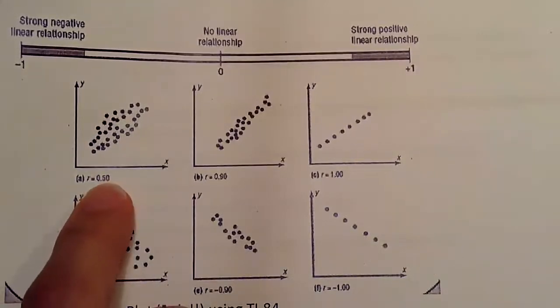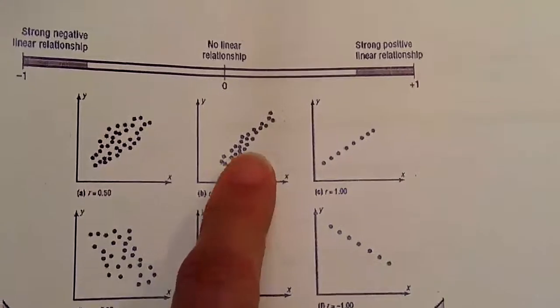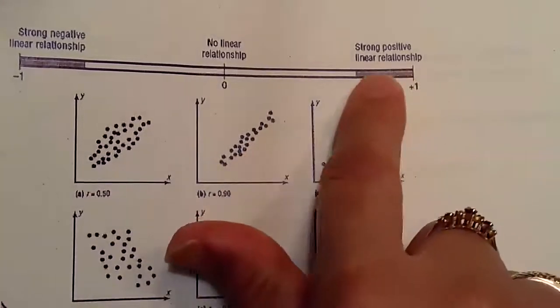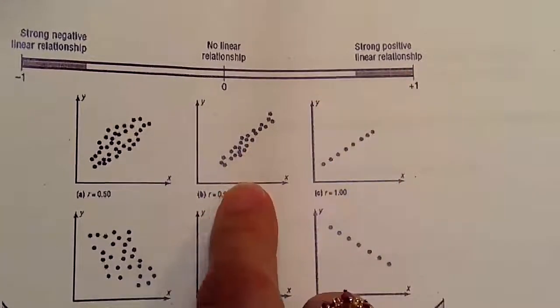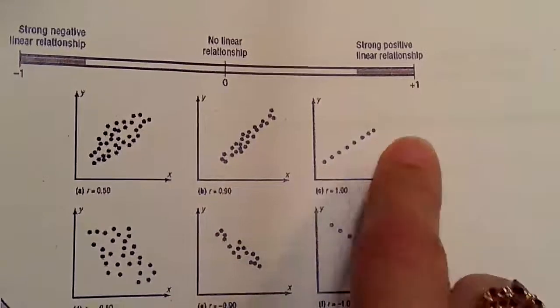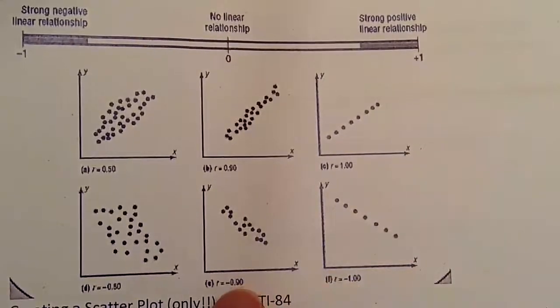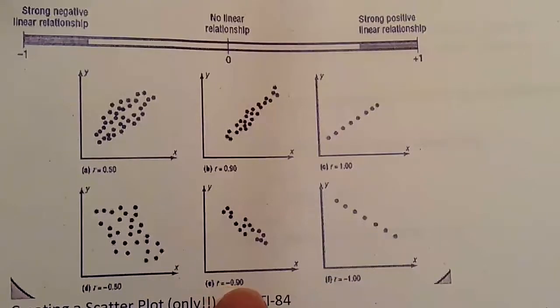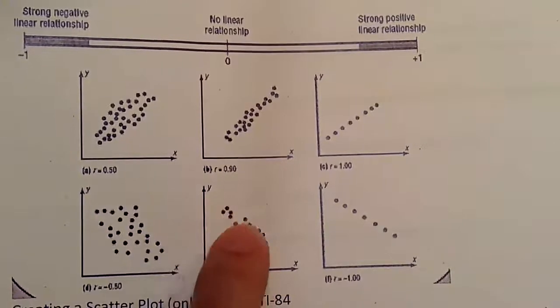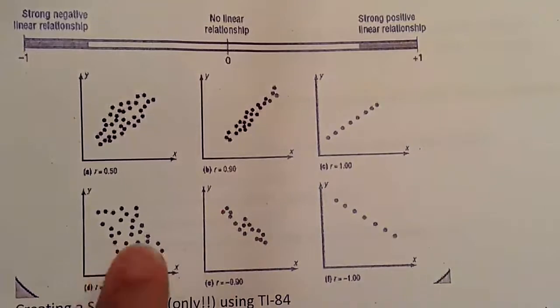Here the r value is 0.5. Here your r value is 0.9. This is close to a strong positive linear relationship. Here this is a perfect 1. Here's a perfect negative 1. Here this is negative 9/10, or you can say negative 90 hundredths. And then r is equal to negative 0.5.